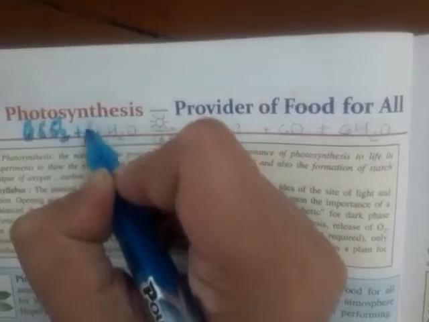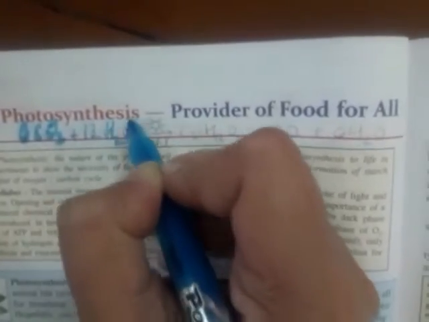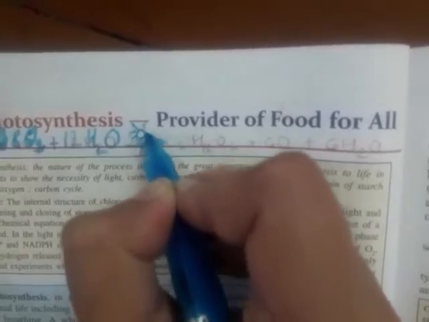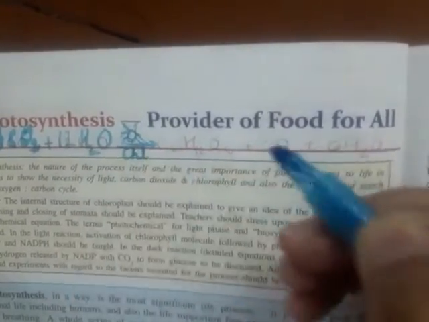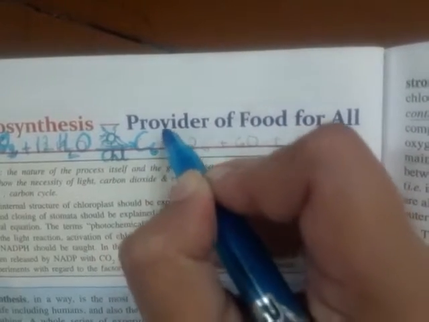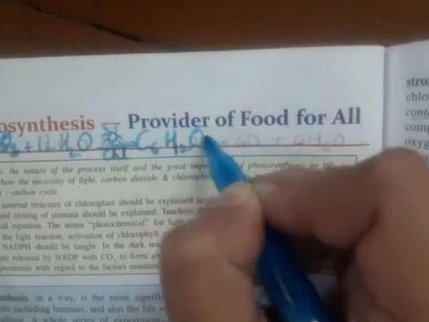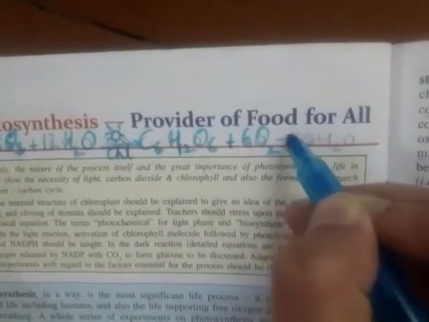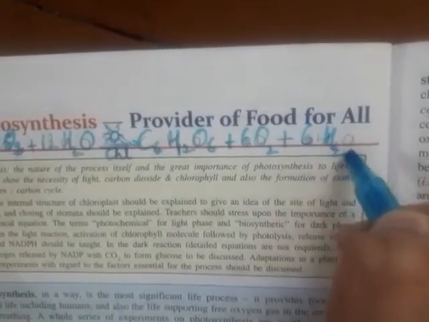6CO2 plus 12H2O, in the presence of sunlight and chlorophyll, gives me glucose, which is C6H12O6, plus 6O2 plus 6H2O.